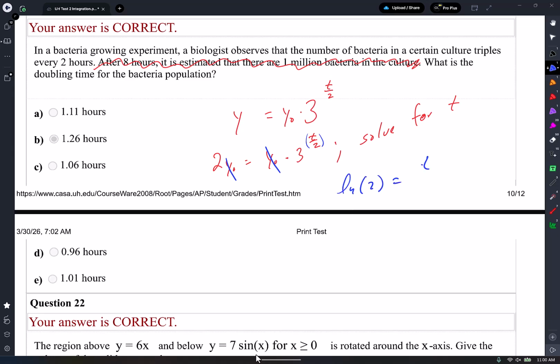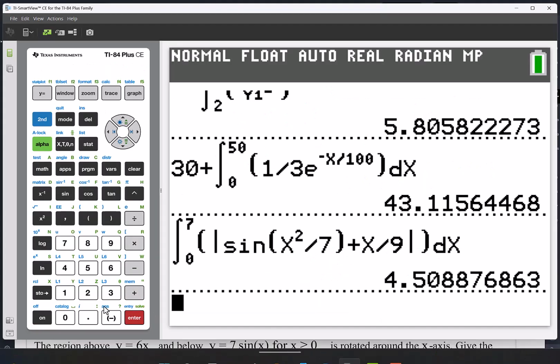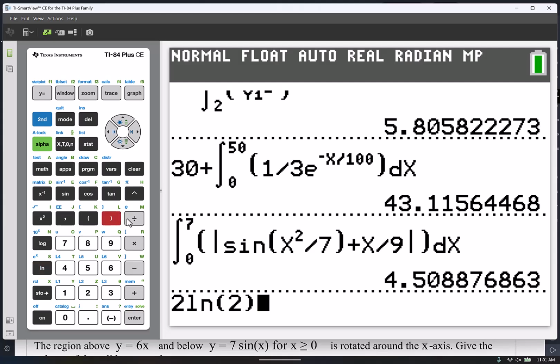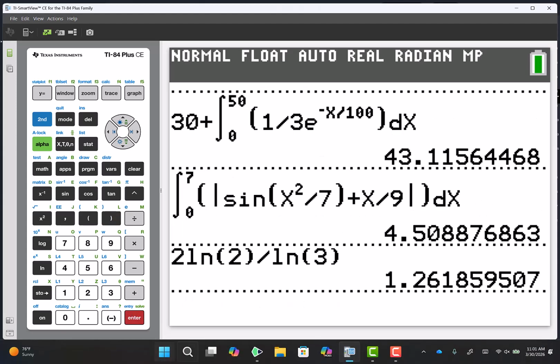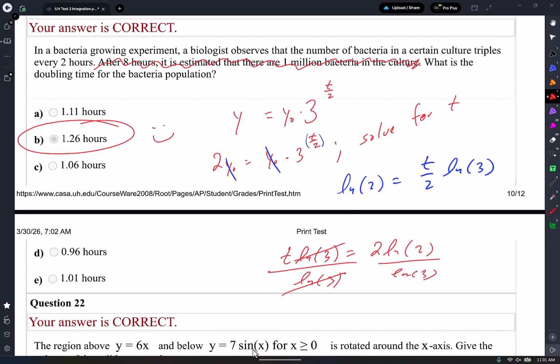ln of 2 equals t over 2 ln of 3. Multiply this by 2. So I'm going to have t ln of 3 equals 2 ln of 2, and then divide by ln of 3. And there it is. It's 2 ln of 2 divided by ln of 3. And 1.2618. That's the doubling time. There you go. You got it right. Good job. You could also solve for K if you wanted to.